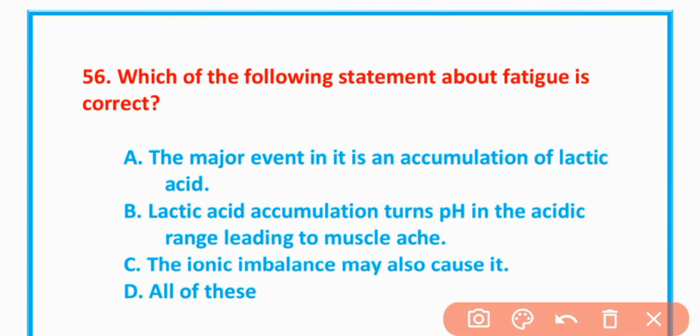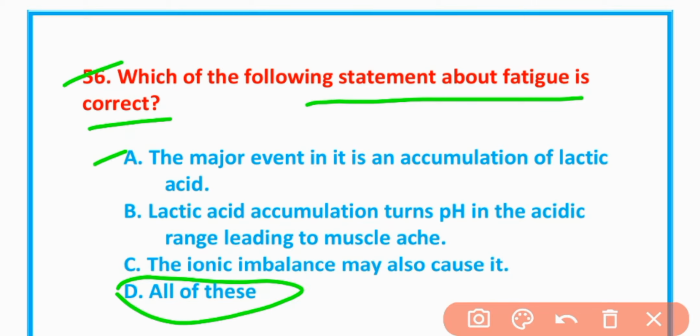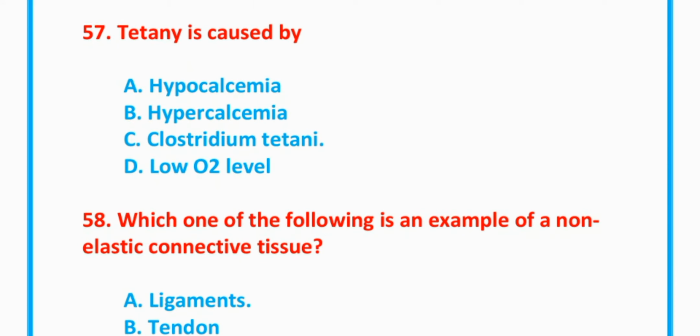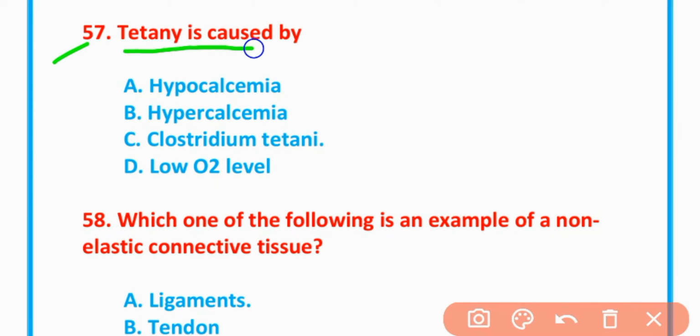MCQ number 56. Which of the following statement about fatigue is correct? All of above. Major event is accumulation of lactic acid turns pH acidic leading to muscle damage, and ion imbalance may also cause it. All of above is correct. Tetany is caused by hypocalcemia. Option A is correct.